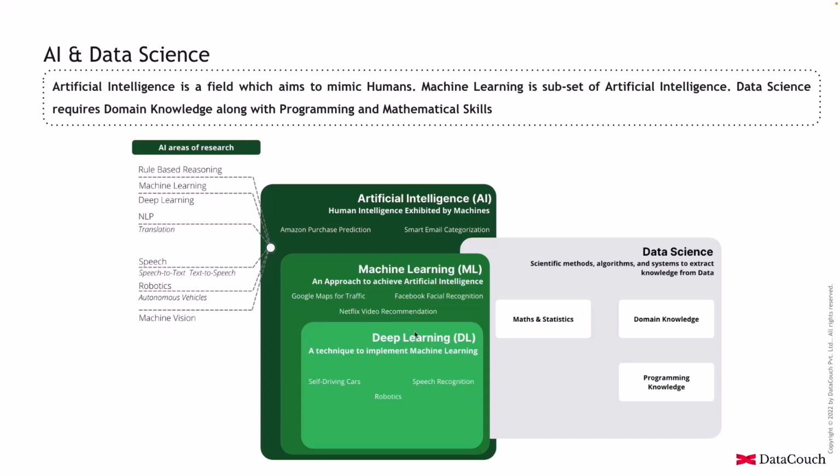We will see some examples of deep learning based algorithms in the next few slides, but these are some of the quick use cases where deep learning based algorithms are being applied beyond computer vision and natural language processing, like self-driving cars, speech recognition, robotics. Then we have data science. Data science is very much specific to domain. The domain knowledge is very important.